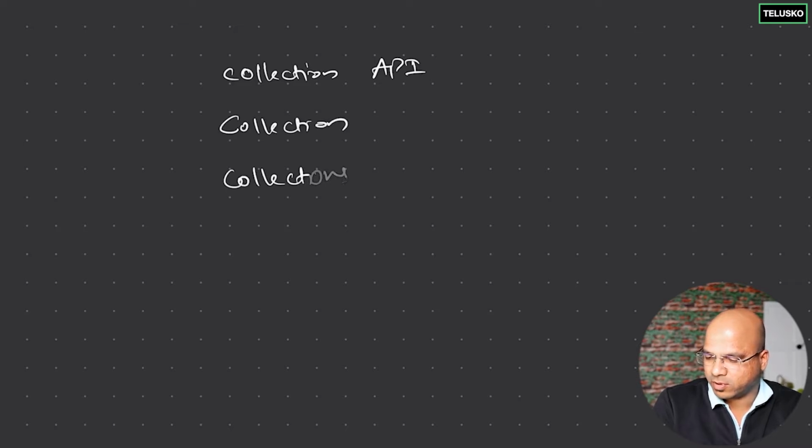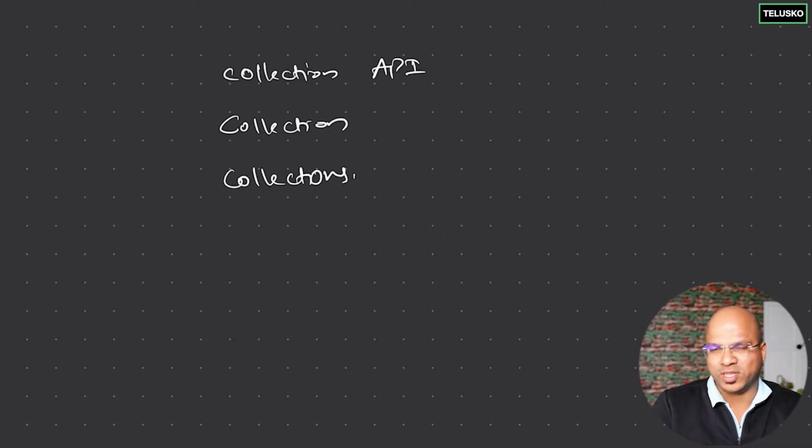Now let's talk about collection. The funny thing is, in this topic, we have three different types of collection. It starts with small c, which is a collection API. So let me just write it out somewhere. So we have a concept called collection API. Then we have a collection, and we have collections.